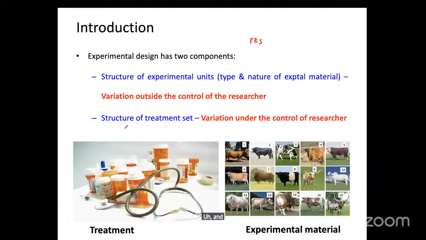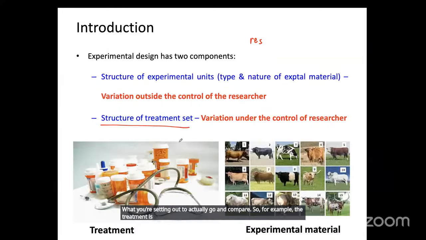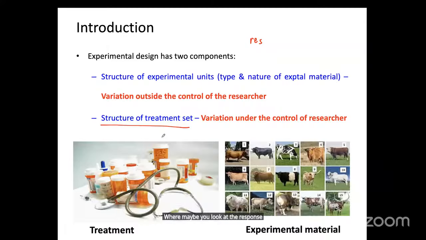The other thing is the treatment set. The treatment in this case is what you're setting out to actually compare. For example, in animal studies, you're comparing drugs, maybe you're comparing different feeds. In human studies, there is a lot of experimentation in psychology, where maybe you look at the response of people to certain stimuli. In medicine, you also have the issue of drugs. So from the perspective of an experiment, we have what are called the treatments.